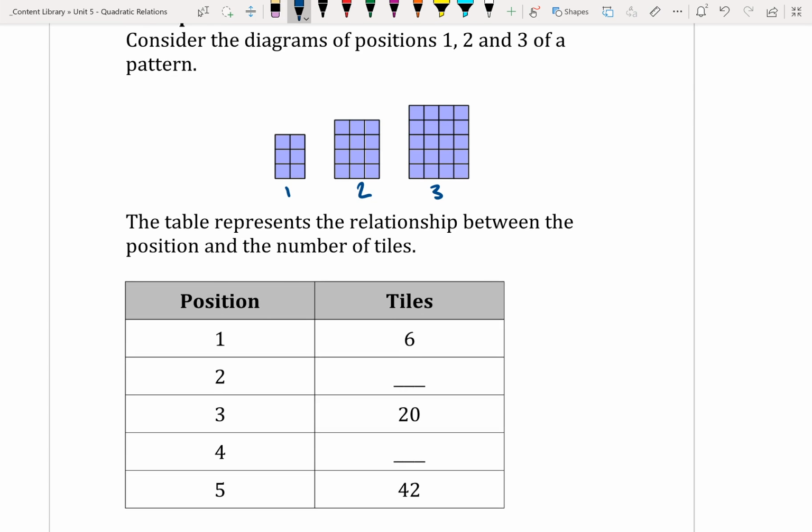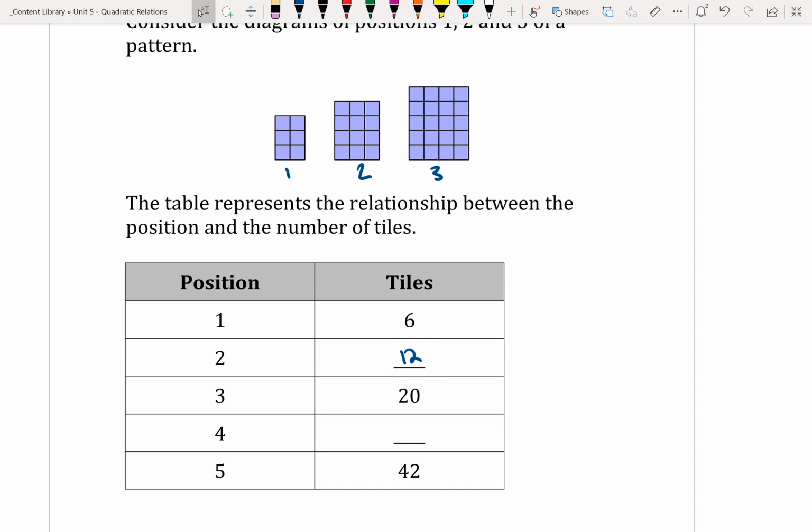So position 1, there are 6 tiles. Position 2, if we count them up, there are 12. And if you were to continue this pattern, position 3 has 20, position 4 has 30. You could figure that out by seeing how much it increases by. So by 6, by 8, we see an increase of 2, so then by 10, and then 12.